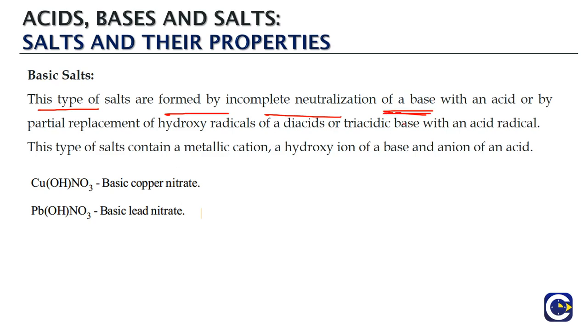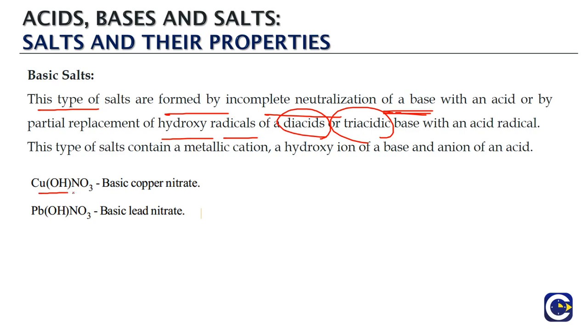So how we are going to get the basic salts is, generally bases are going to contain the hydroxyl radicals. If we have a diacid or a triacid base and the OH minus ions are not completely neutralized, then what we see is the cation part of the remaining salt will still be capable of producing OH minus ions, and such a salt is going to be called as a basic salt.